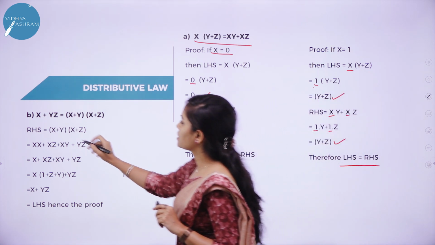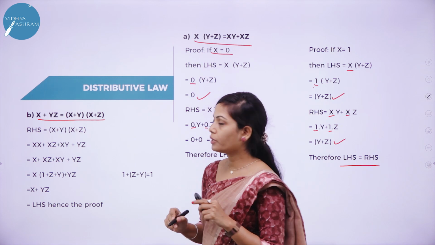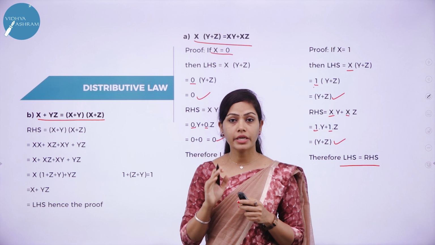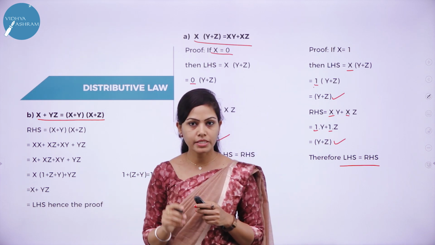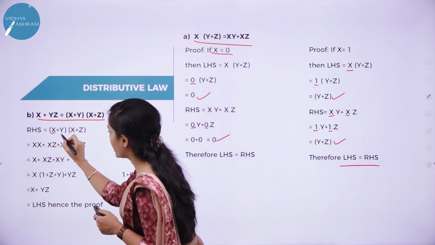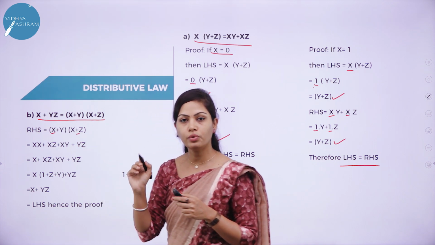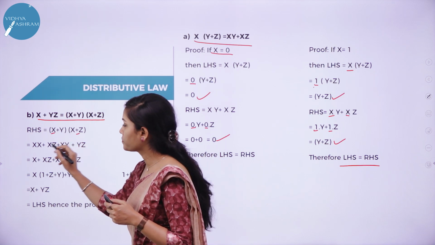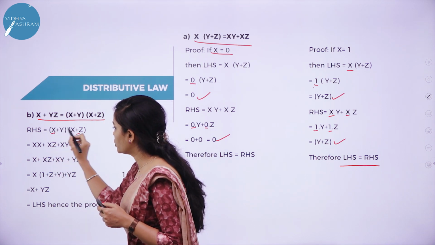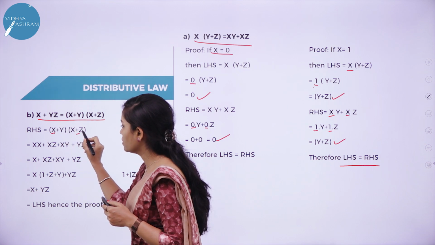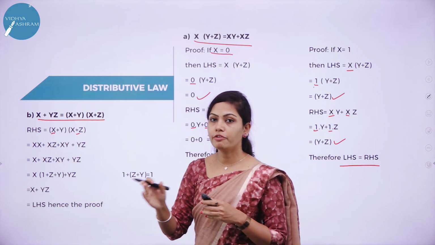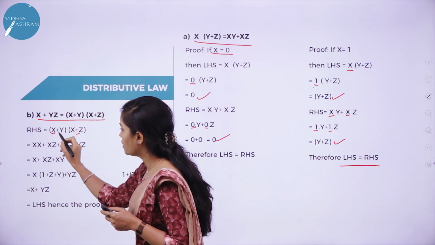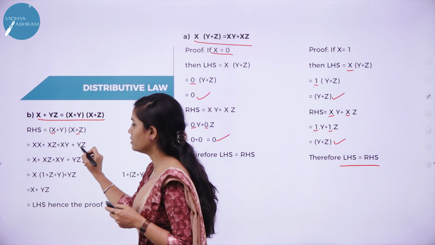So, the second theorem is x plus yz is equal to (x plus y) into (x plus z). Here I am not using x is equal to 0 and x is equal to 1. First I will take the RHS value, that is (x plus y) into (x plus z). Directly you can multiply these two factors, that is x into x, x into z, y into x, y into z. So, multiply each and every variable. x into x is xx, x into z is xz, y into x is xy, y into z is yz.